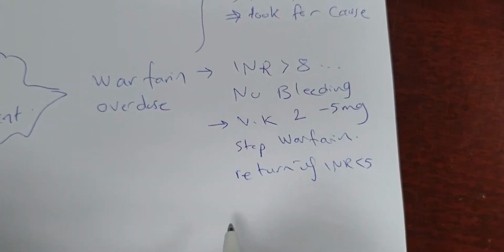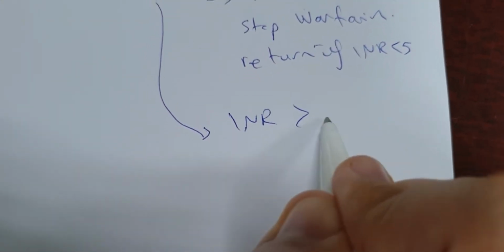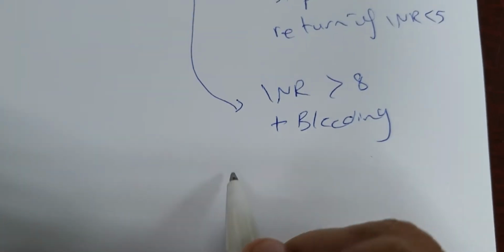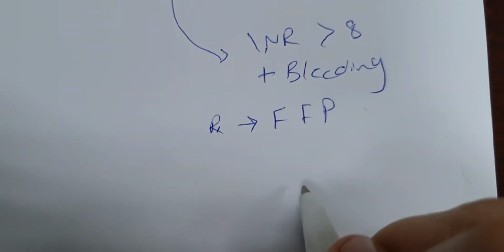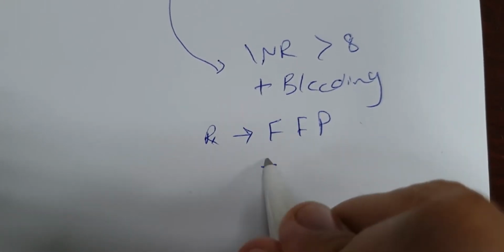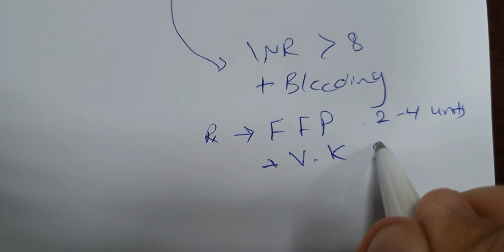In case of INR more than 8 and major bleeding, we can start with fresh frozen plasma 2 to 4 units plus vitamin K 2 to 4 milligram, and look for and treat other causes.